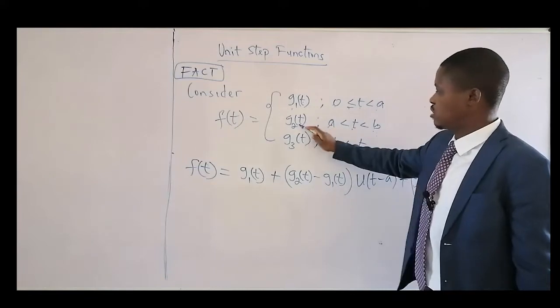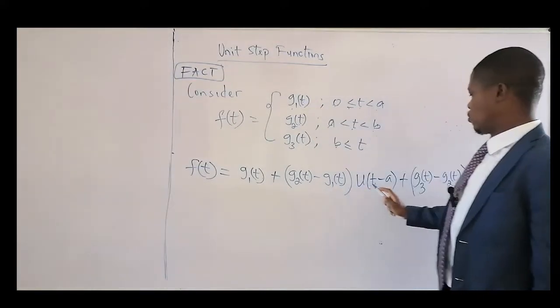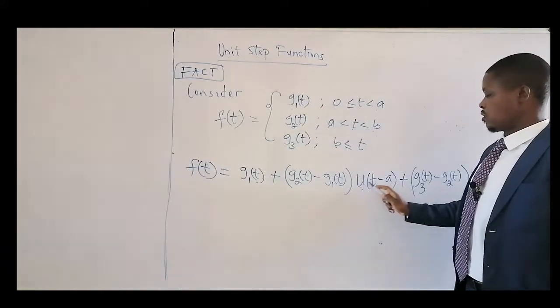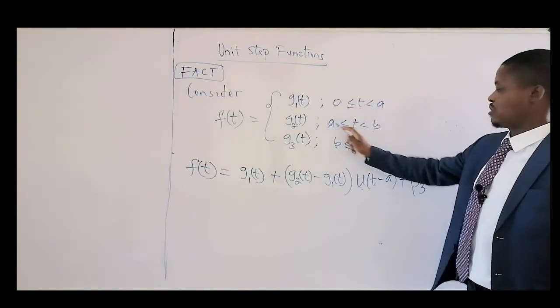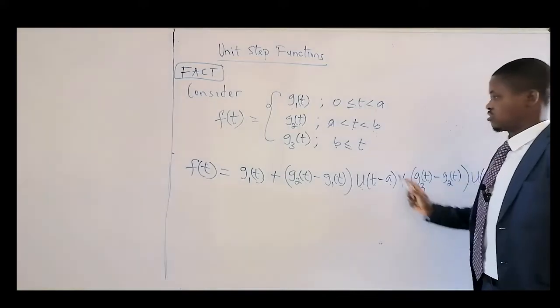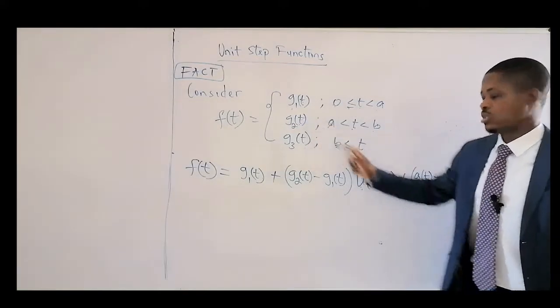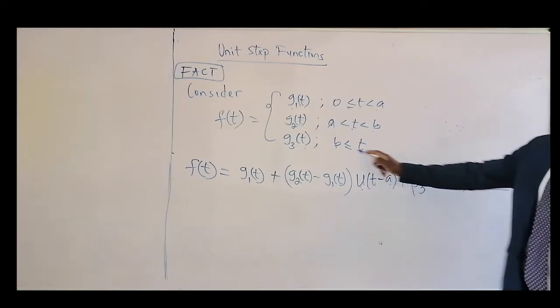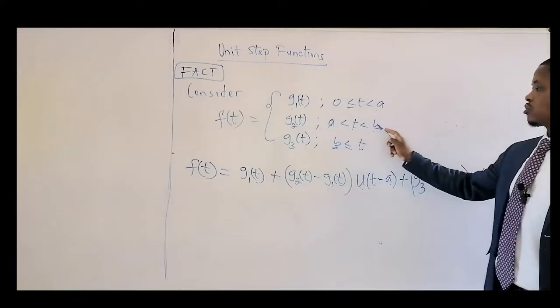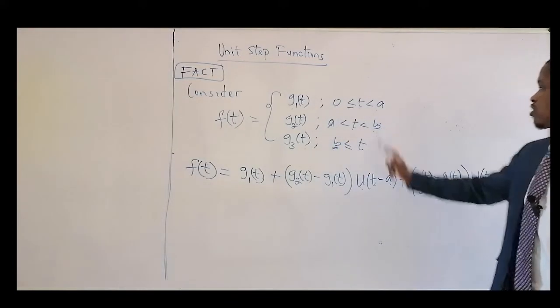The second one will be this one minus this one, with the unit step function u of t minus what you have here, which must be the same thing as what you have here. Then plus the third one minus the second one. Then you have your unit step function, u of t minus what you have here, and here, and here. B and b must be the same thing.